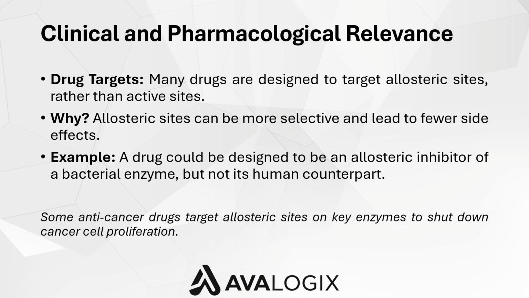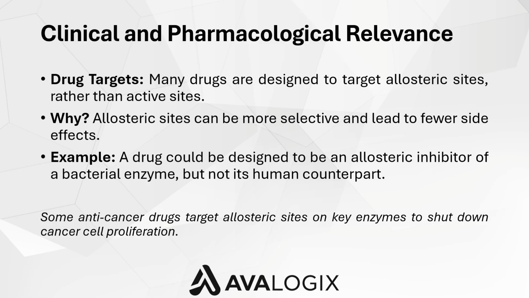Second, allosteric modulation can be more subtle than active site inhibition. Instead of completely turning an enzyme off, an allosteric modulator can simply change its kinetic properties, for example, by shifting the sigmoidal curve to the right. This fine-tuning can be very useful.